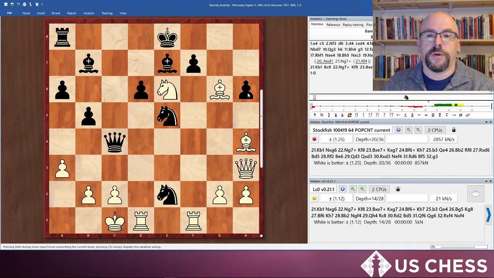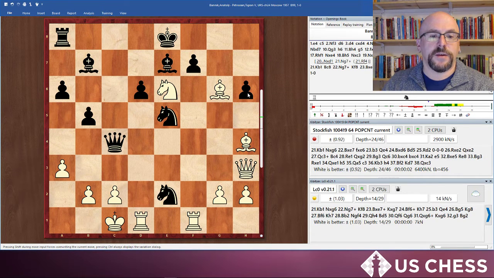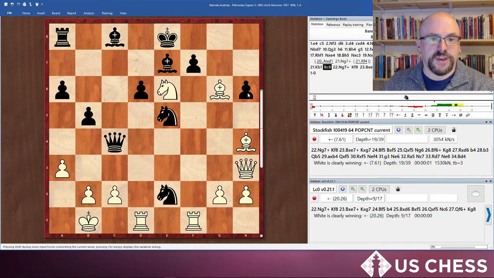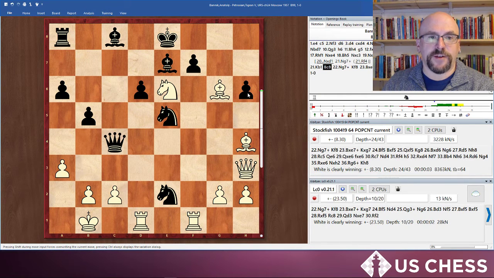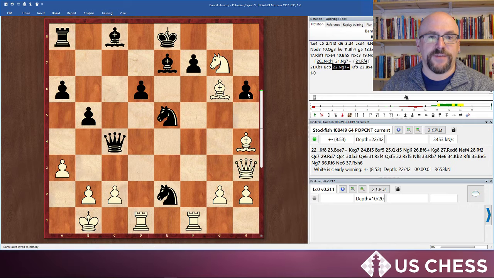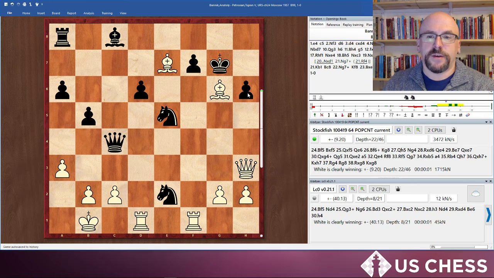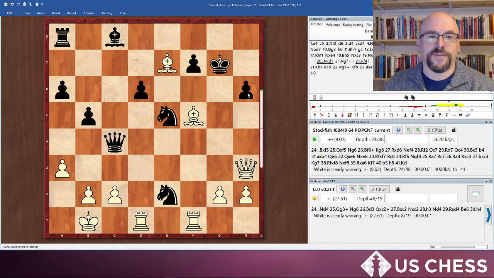Knight e2 appears to be a mistake. Knight e2, king b1. Bishop c8, counterpinning. But there's a tactical problem. Take knight g7, king f8. Oh, yeah, bishop takes. And now bishop f5. Yeah, interesting game.